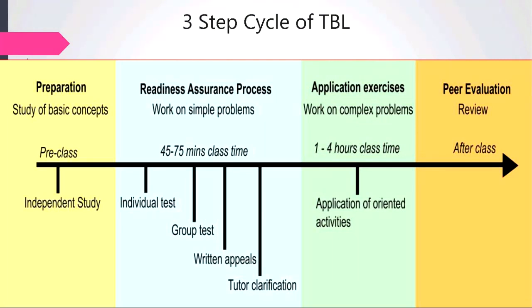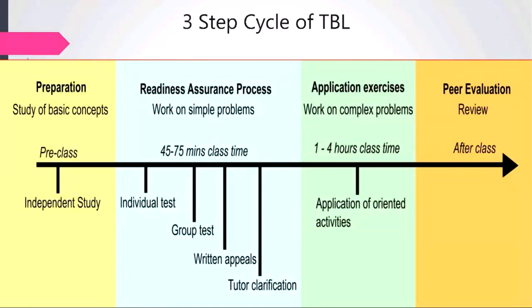So what is the 3-step cycle for that? We start with the preparation, pre-class, before the class. It will be independent study, so you study at home, you study the basic concepts. Then in the class time, 45 to 75 minutes, what we call the readiness assurance process. So work on simple problems. It can start with an individual test, then a group test, then you try to write, and then tutor clarification if we need.